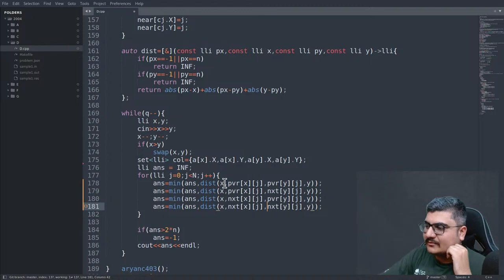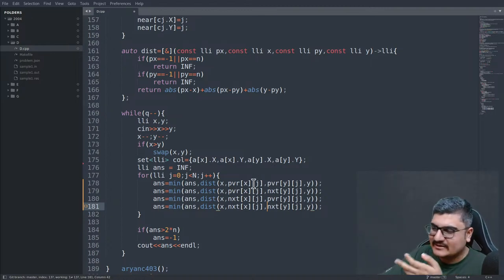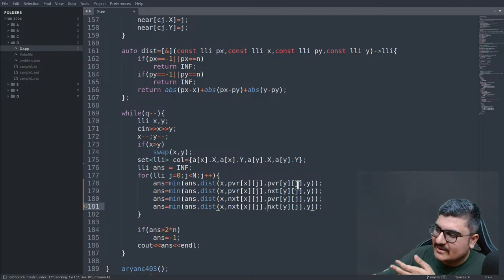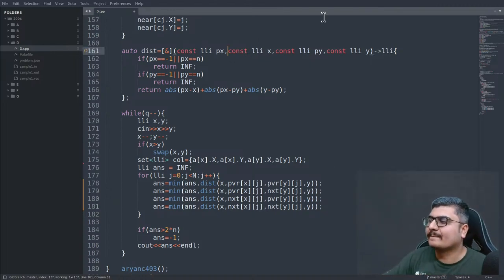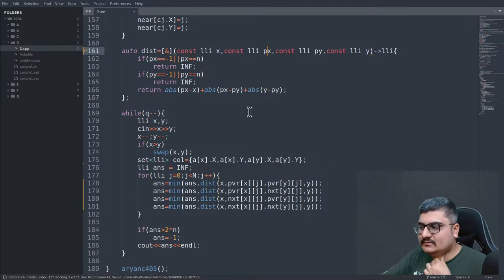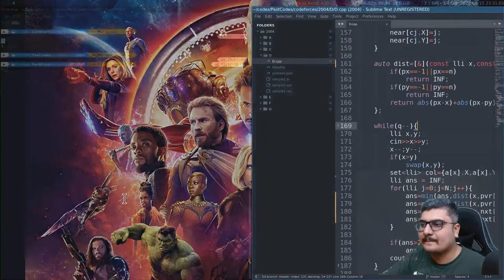This would be my path. From X, go to the nearest color of color J. From color J, go to the nearest other color of Y we have. And from that, go to Y. And this was essentially the solution. And if answer is infinity, print -1.